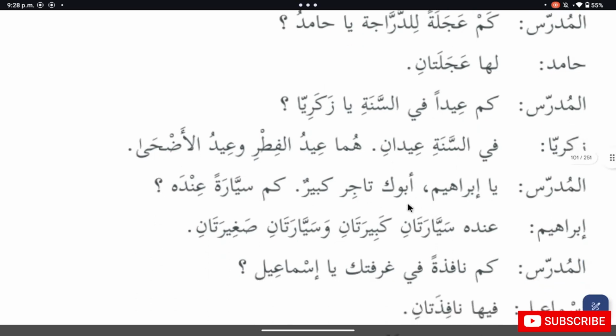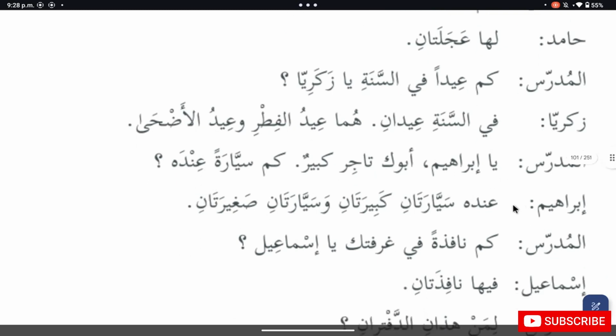Ya Ibrahimu, abuka tajun kabir. Your father is a big businessman. Kam sayaratan indahu? How many cars? Indahu is with him, or basically he has. Indahu sayaratan kabiratan. With him are two big cars.